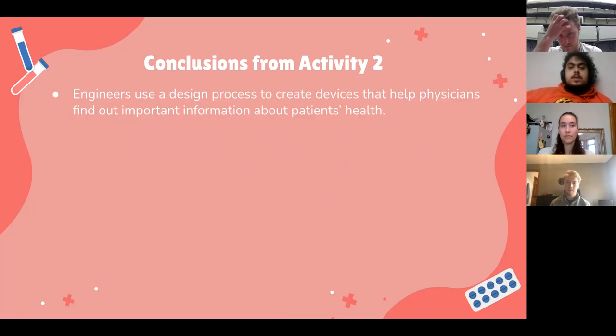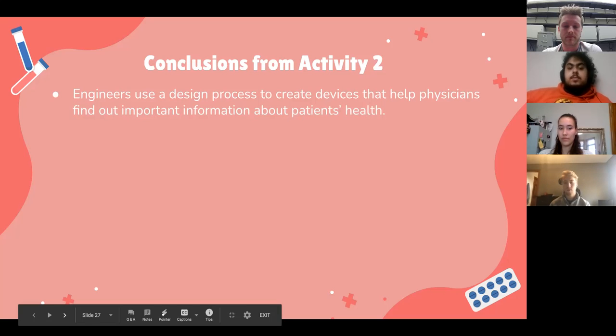We can conclude from this part of the activity that engineers use a designing process to create devices that help physicians find out important information about patients' health.